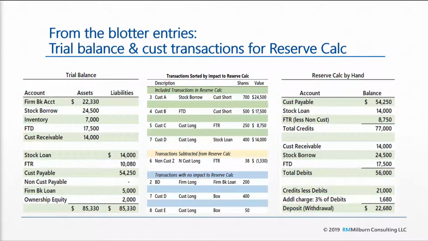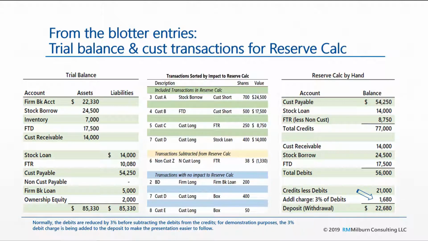The interesting balance is the fail to receive on the trial balance. You can see it's $10,080, and on the reserve calc, it's $8,750. The difference is the non-customer amount of $1,330. As you're well aware, it's only customer amounts that we're going to protect using the reserve calculation.